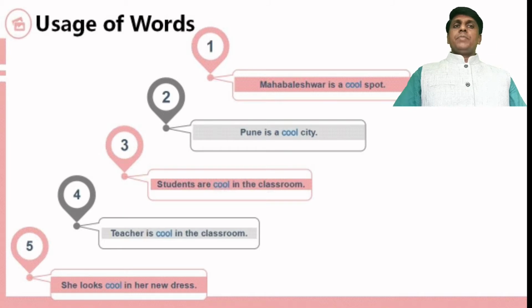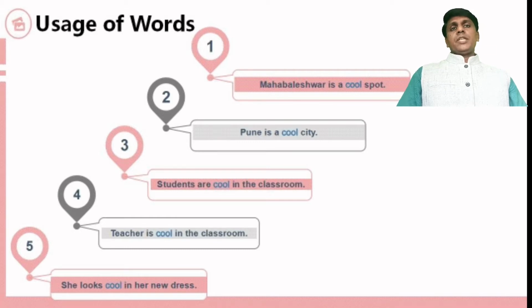Before the discussion of examples, let me tell you, technically it is called literal meaning and metaphorical meaning. Whatever it may be, we have to understand how to play with the words. And the examples I have taken are 5 examples. In all 5 examples, I have used a single word which is important. The word cool. For example, the first sentence is Mahabaleshwar is a cool spot.